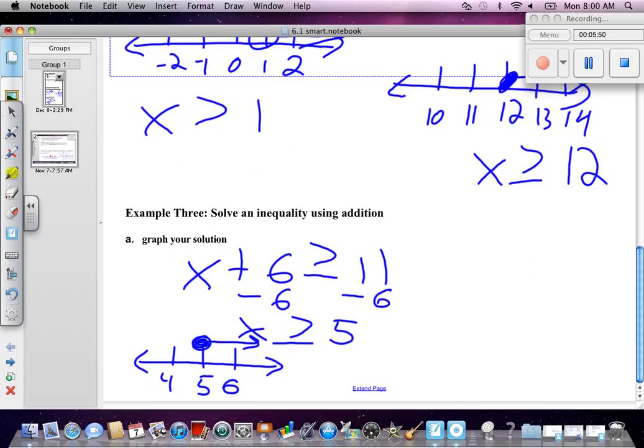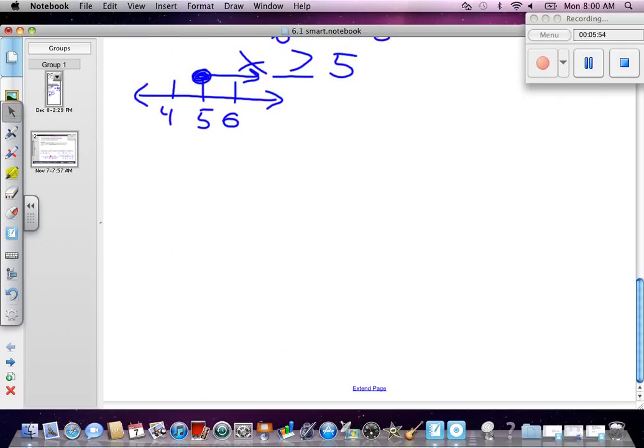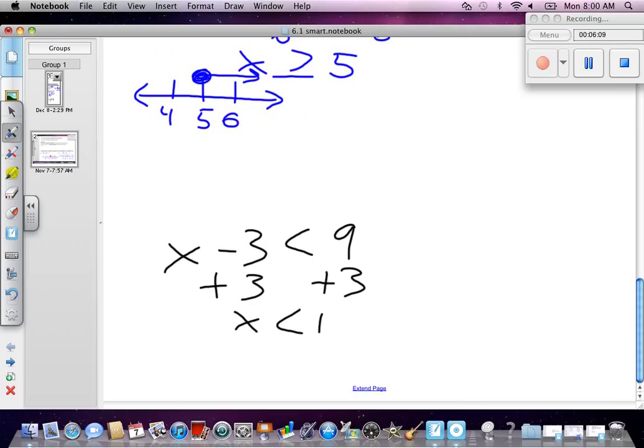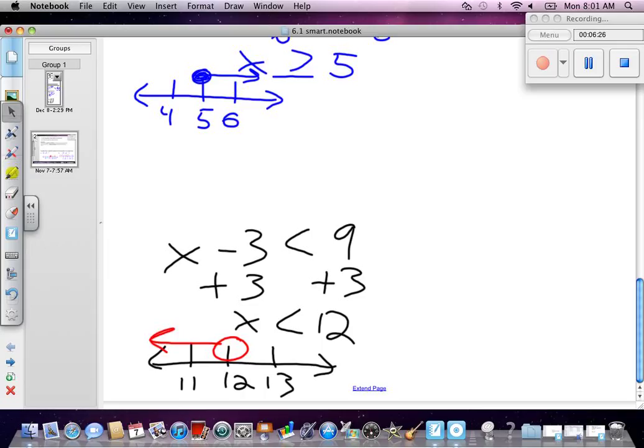Okay, let's try the back. Let's look at example 4. x minus 3 is less than 9. Please raise your hand if you want to tell me what to do. Alexis. Add 3 to both sides. Perfect. And we're going to get x is less than 12. I'm going to make my number line. I've got 11, 12, 13. What is it going to be, guys? Open or closed circle? It's going to be open. Yeah, open, because it's not underlined, and x is less than it, so I point towards numbers that are less.